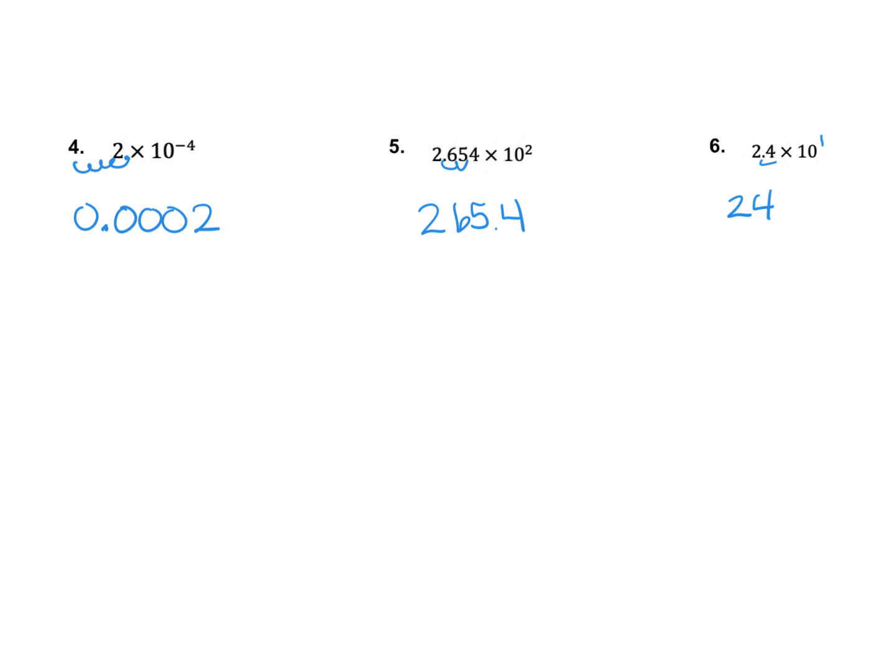Notice that for number 4, we had a negative exponent, so we divided or went to the left 4 places, giving us 0.0002. For question number 5, we had a positive exponent, so we moved 2 places to the right, giving us 265.4. For number 6, hopefully you notice that the 10 actually does have an exponent. It's to the 1st power, so your answer for that one in standard form would be 24.